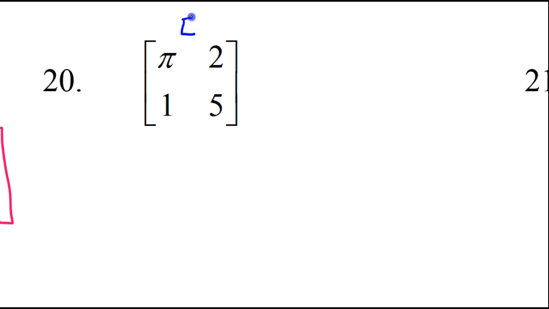So this is matrix E. I'm just making that up. Let's call this matrix E. So step 1 is to find the determinant of matrix E. That's the down diagonal minus the up diagonal. So that's going to be 5 pi minus 2.